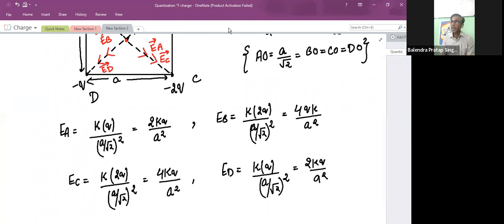Somebody asked me a question: sir, how did we get 2q? 2q charge is actually given, isn't it? So I think is that your question?